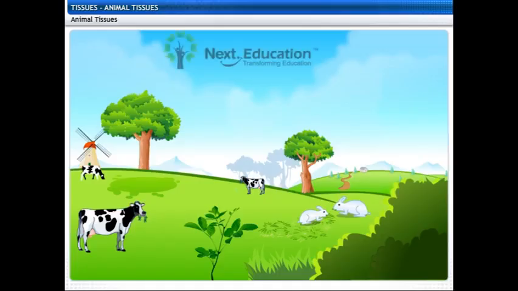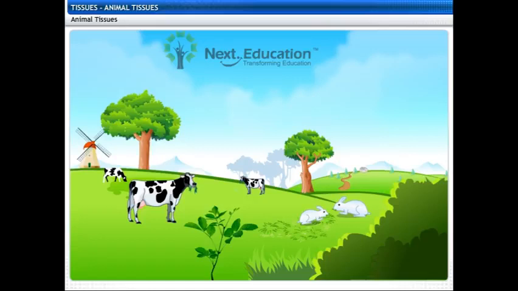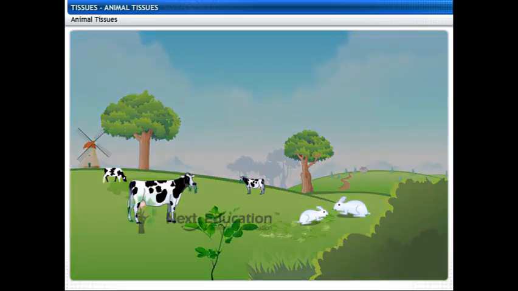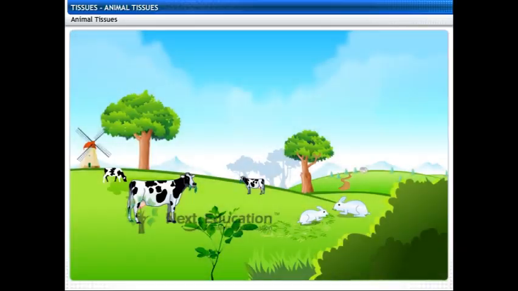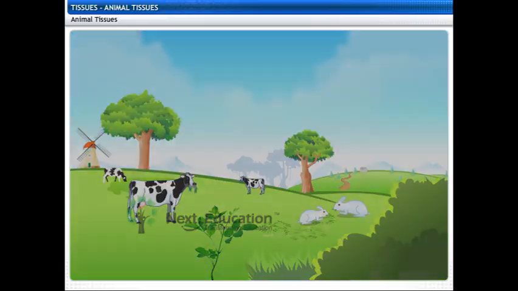Animals move around in search of food, shelter, and mates. They consume more energy compared to plants. So, unlike plants, most animal tissues are living tissues.